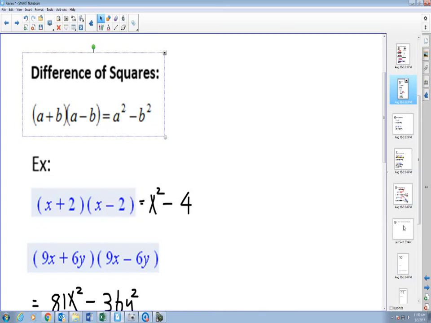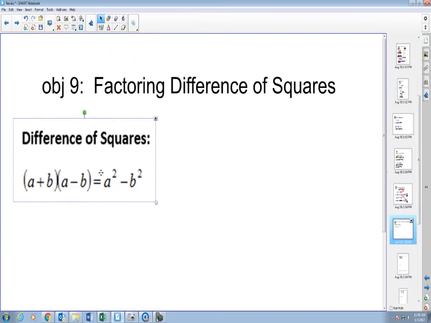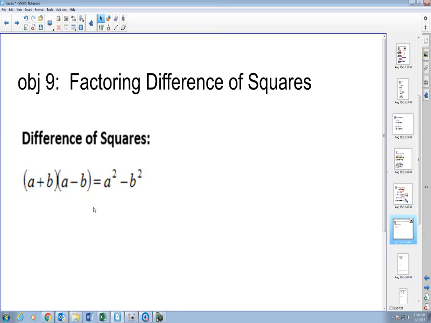So that means I'm going to give you the right hand side here. Then you're going to tell me what the factors are. Alright, so how do you recognize a difference of squares? The wording itself. Difference means subtraction. Squares means the two terms have got to be perfect squares.